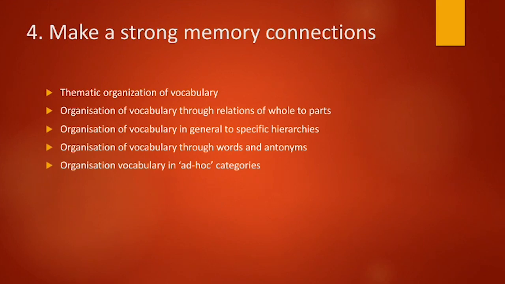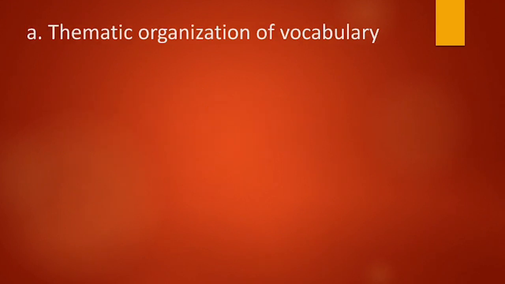And then the fourth is make a strong memory connections, divided into five parts. First is thematic organization of vocabulary, and then the second is organization of vocabulary through relations of whole to parts. The third is organization of vocabulary in general to specific hierarchies, and then organization of vocabulary through synonyms and antonyms. And then the last is an organization of vocabulary in ad hoc categories. First, thematic organization of vocabulary.